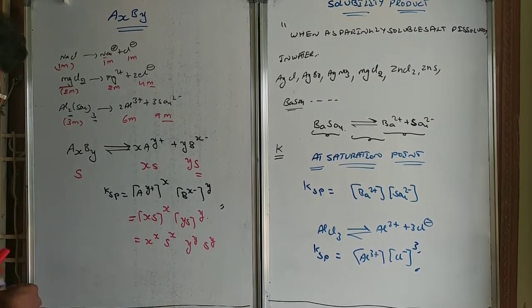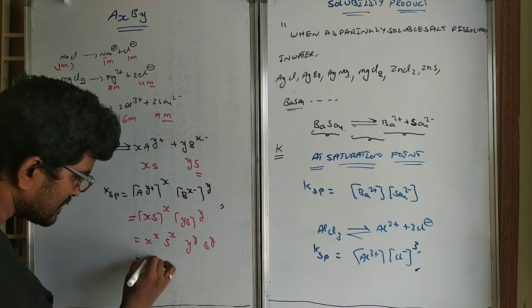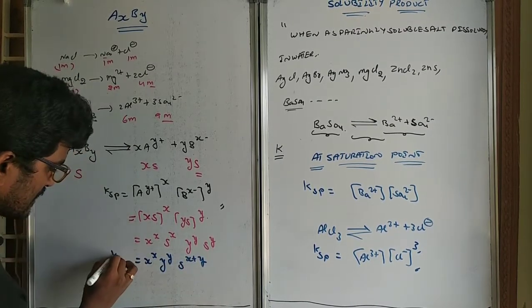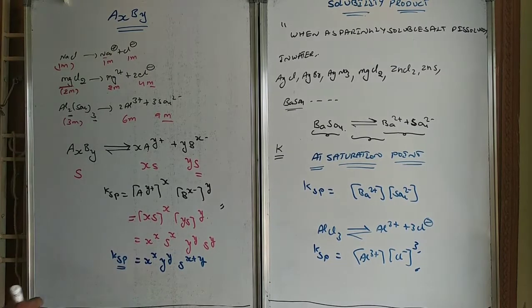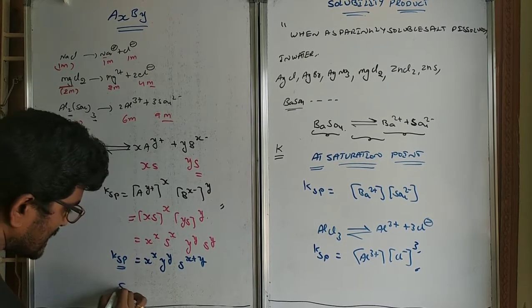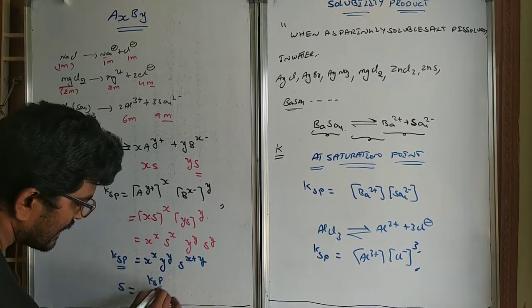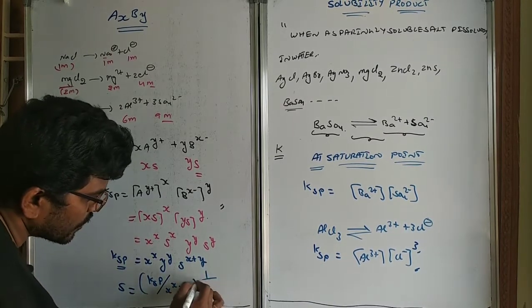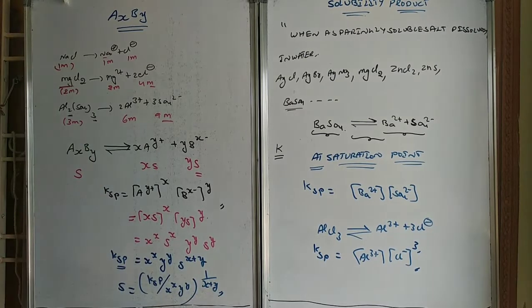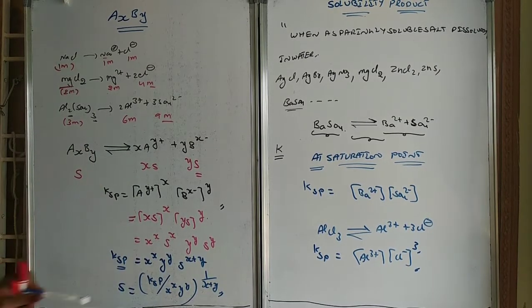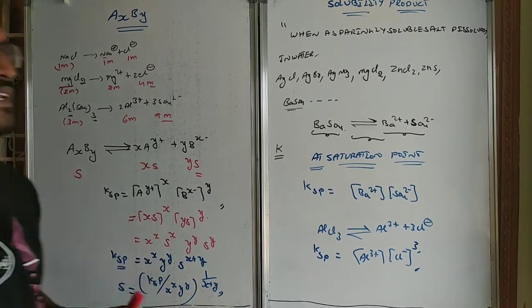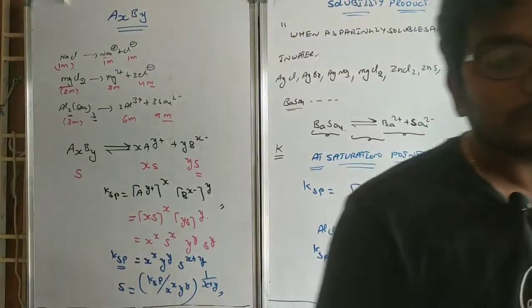Finally, what you can conclude is x^x y^y S^(x+y) equals Ksp. From this, S equals (Ksp / (x^x y^y)) whole power 1/(x+y). This is the relation between solubility product and solubility of a salt.